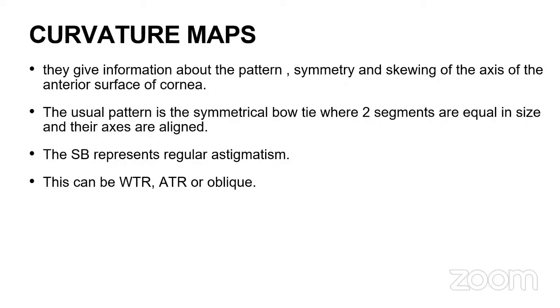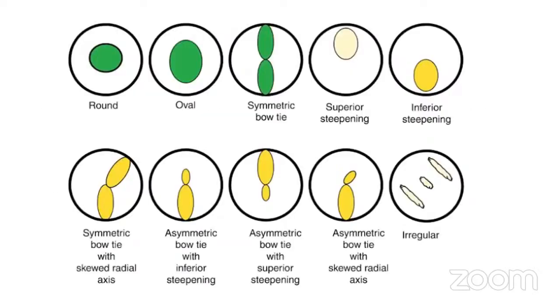The usual normal pattern is the symmetrical bow tie, where two segments are equal in size and their axes are aligned. The symmetrical bow tie represents a regular astigmatism. There also can be with-the-rule astigmatism, against-the-rule astigmatism, and oblique astigmatism patterns. These are the various types of patterns seen in the curvatural map.